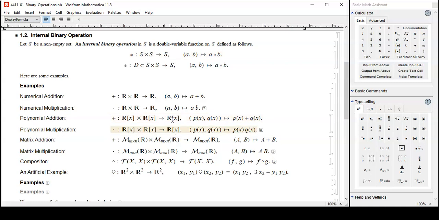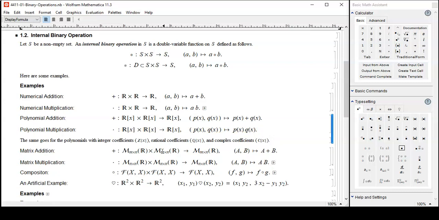By the way, this notation here, R bracket x, means the set of all polynomials with variable x with integer coefficients. Excuse me, did I say integer coefficients? Real coefficients, excuse me. Real coefficients. Of course, we can consider integer coefficients too, but in that case, it should be Z[x]. Polynomials with rational coefficients, Q[x], and complex coefficients, C[x].